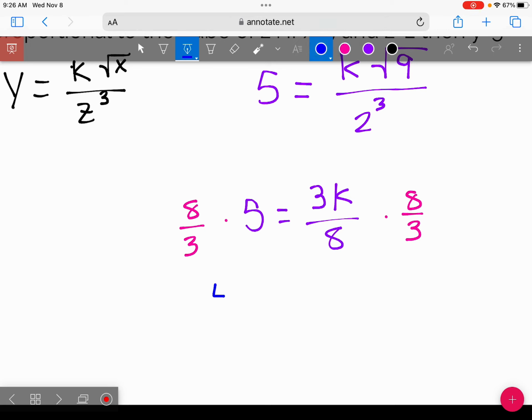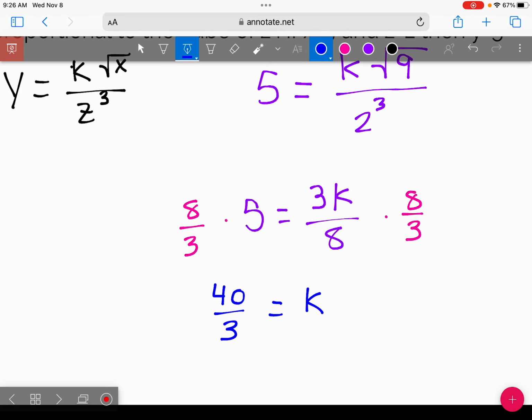And we're going to have 40 thirds equals k. So sometimes they're gross. Wait, what do you do? Multiply by 8 and then divide by 3. You can do it in 2 steps. Absolutely. Okay, I just did it in 1 because I'm lazy.